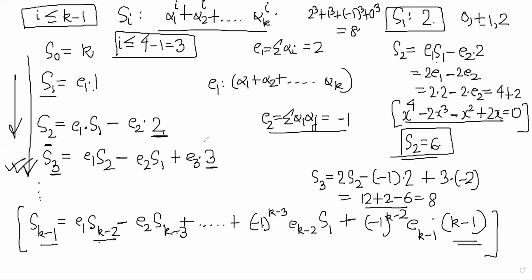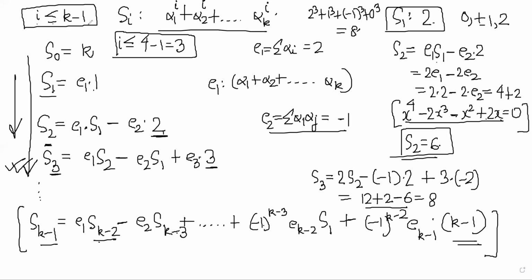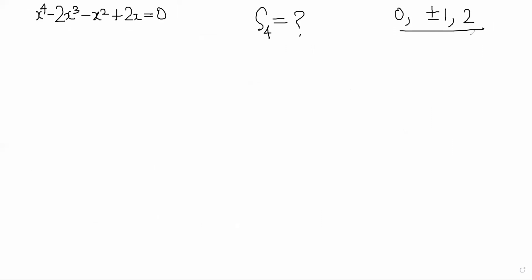Now the question is, what happens for S4 and so on, right? So let me just write down the polynomial on the next page. X power 4 minus 2x cube minus x square plus 2x. This is my polynomial. And I want to find S4 here, right? I know the roots are 0, plus, minus 1, and 2, right? So that I will use to check later on.